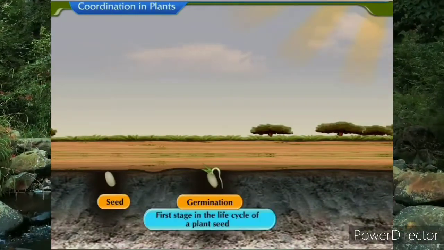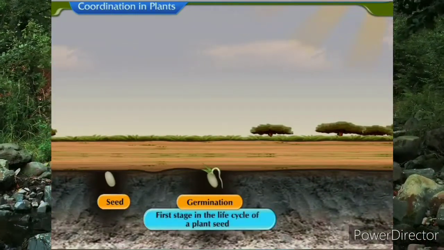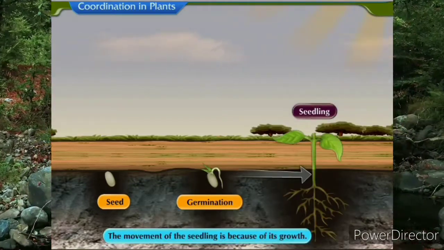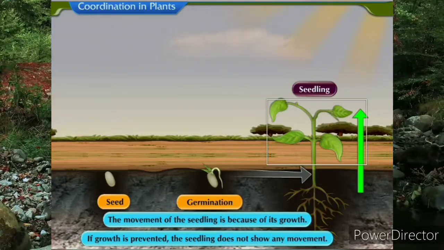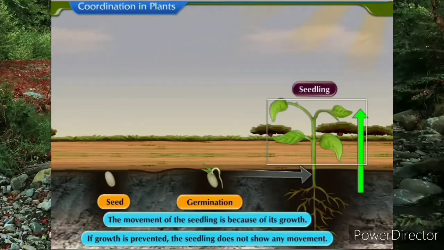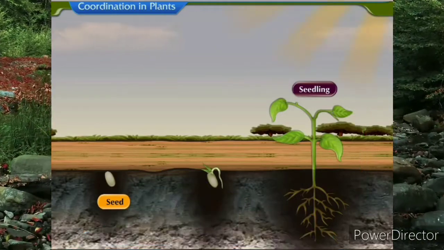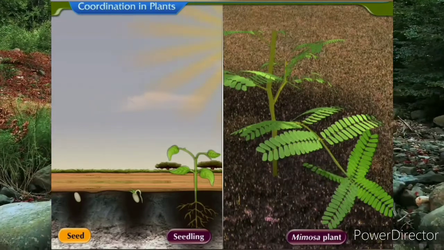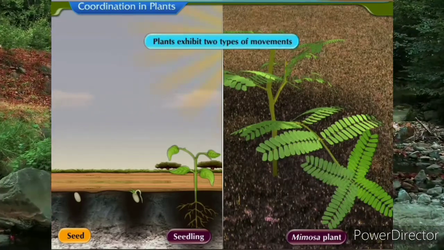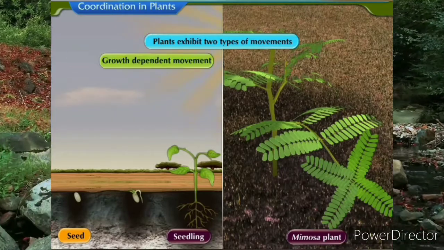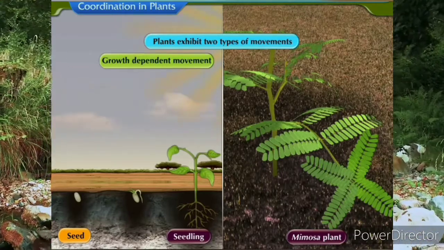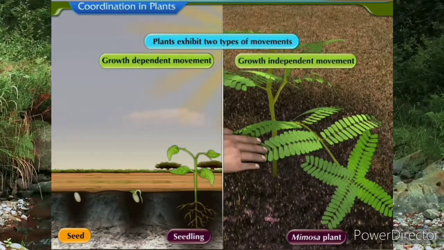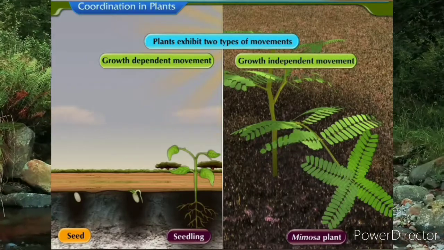Germination is the first stage in the life cycle of a plant seed, which ultimately develops into a seedling. The movement of the seedling is because of its growth. If growth is prevented, the seedling does not show any movement. Thus, if we consider the examples of mimosa plant and the seedling, we can conclude that plants exhibit two types of movements. One movement is growth-dependent movement, as shown by the seed growing into a seedling. The other type is growth-independent movement, as shown by the leaves of the mimosa plant.